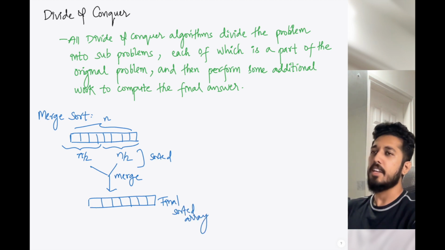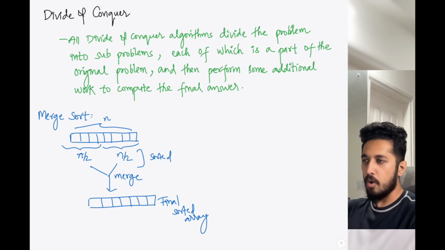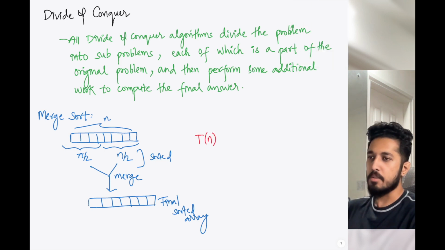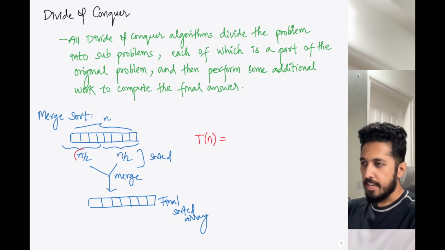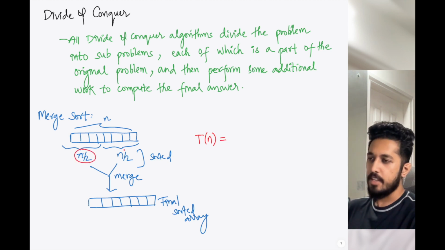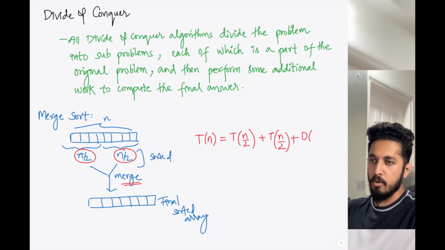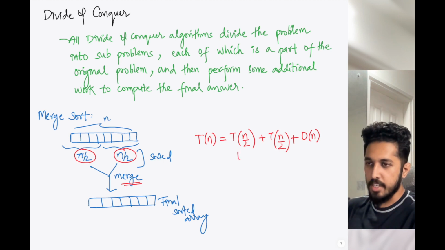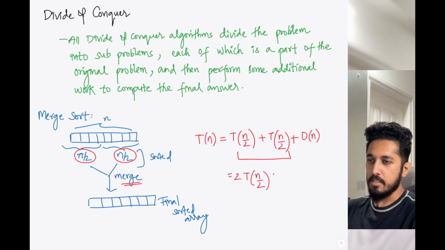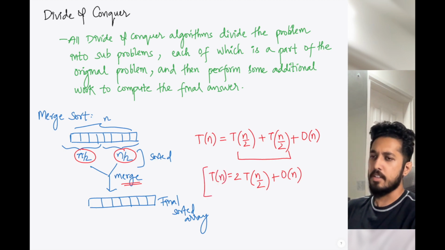Now, if we try to find the time complexity to sort n elements using merge sort, it is the time taken to sort the first half and the time taken to sort the second half. So I can write it down as T of n by 2, which is the time taken to sort the first half, plus T of n by 2, the time taken to sort the second half, plus the time taken to merge these two halves, and that takes big O of n time. Therefore, T of n by 2 plus T of n by 2 will be 2T of n by 2 plus big O of n. So this will be the time complexity for merge sort.